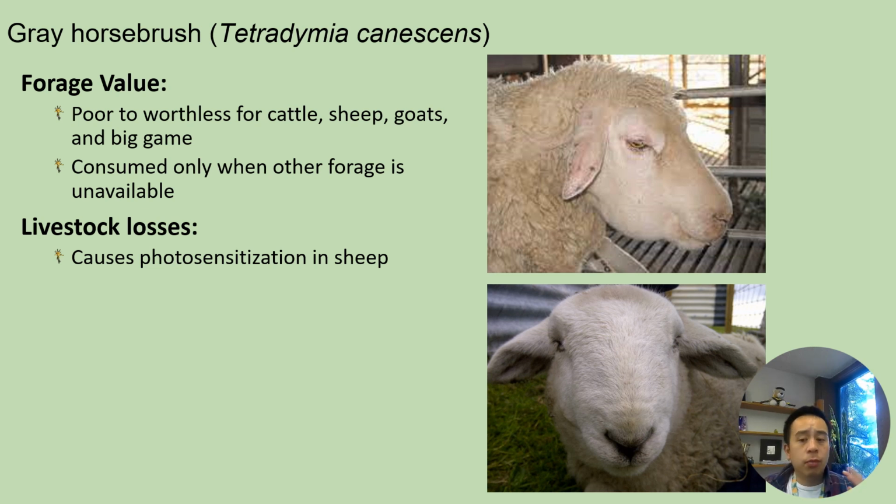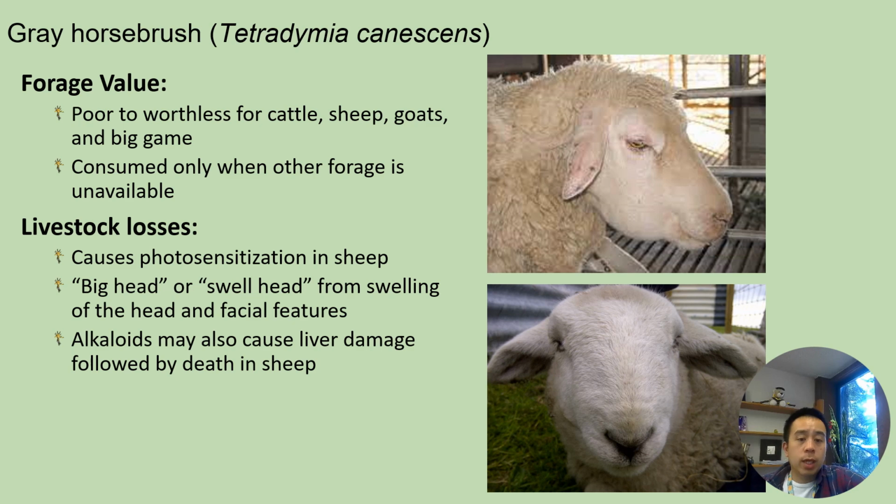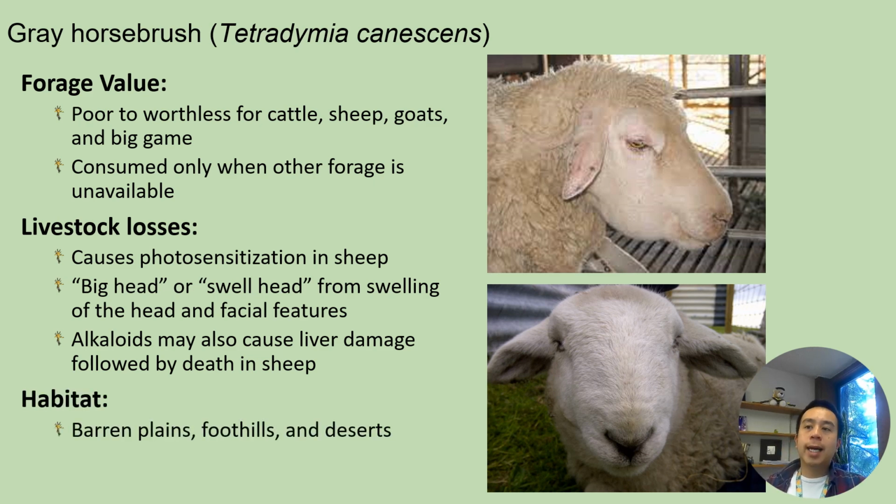photosensitization, where they become sensitive to light, and they can also get big head or swell head from some of these symptoms as well. It has a lot of different alkaloids, which can cause liver damage and can cause death in sheep. In terms of habitats, it occurs in barren plains, foothills, and deserts, and is mostly abundant on sandy or rocky soils.